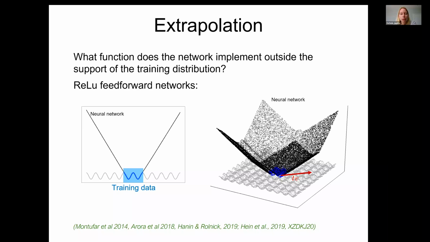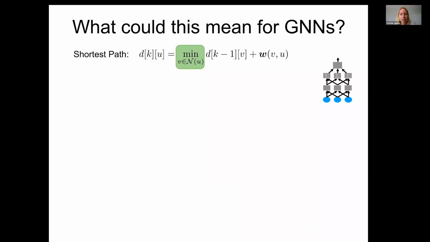Okay, so this is for ReLU network. So what does that mean in terms of graph neural networks? These are now our aggregation functions, and this is how they behave. Now let's look again at the shortest path example. What we want to learn is an aggregation function that does this sum and minimum.